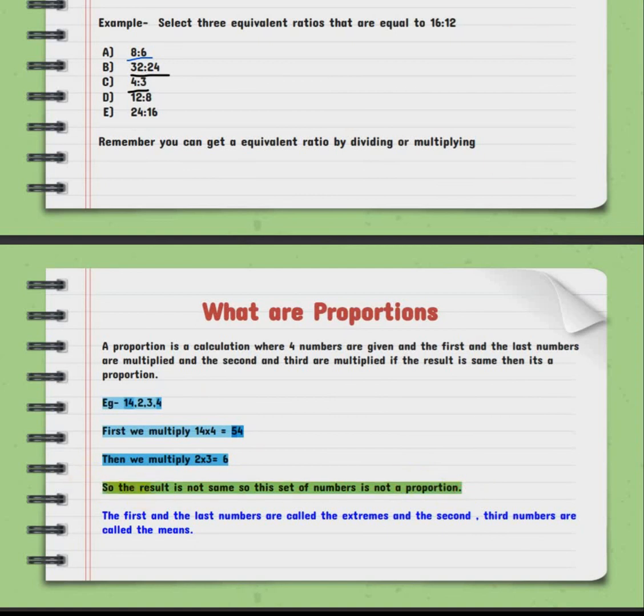Okay. Now highlight this point because this point is very, very important. The first and the last terms are called the extremes and the second and third terms are called the means. These are again terms of a proportion.